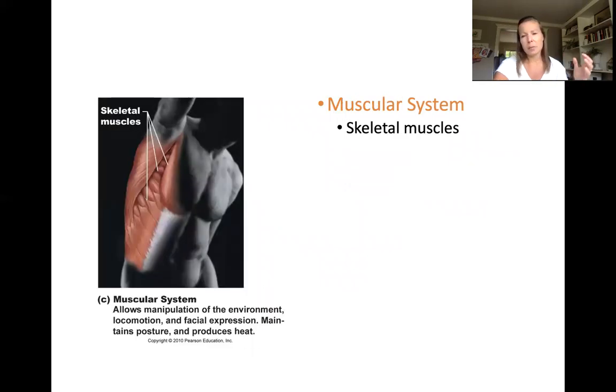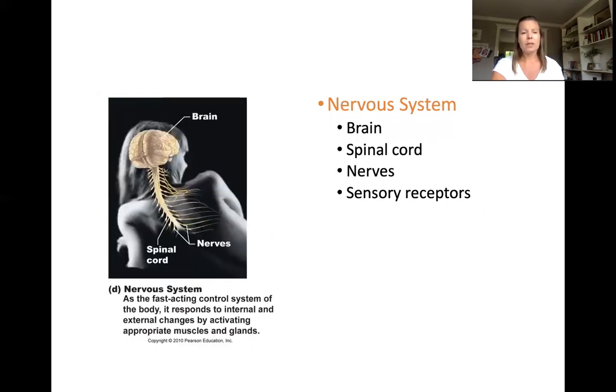Muscular system is composed of skeletal muscles. These are the muscles that are attached to the skeleton. There's actually other types of muscles as well, but the muscular system only consists of skeletal muscles. The nervous system is one of the major controlling systems of the body. It's responsible for communication, all kinds of things. We'll discuss that in a little while.